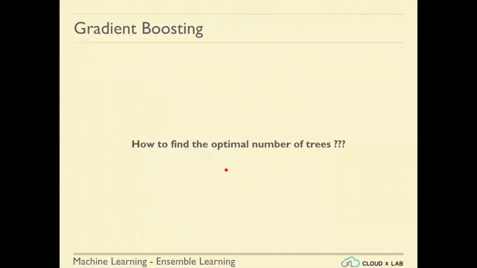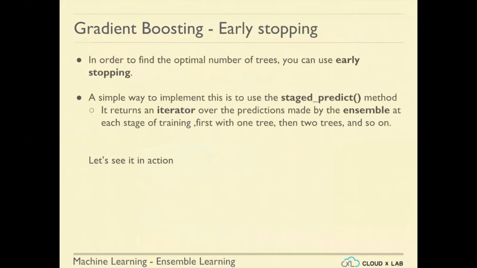All right, how to find the optimal number of trees? That's a very important question. In order to find the optimal number of trees, you can use a technique called early stopping. A simple way to implement this is to use the staged_predict method. It returns an iterator over the predictions made by the ensemble at each stage of training, first with one tree, then two trees, and so on.